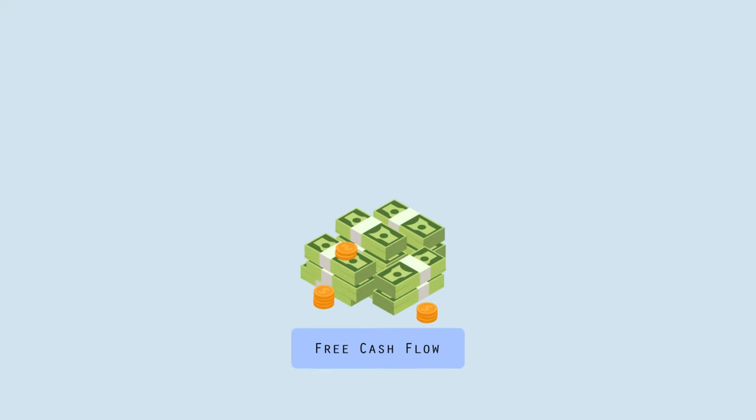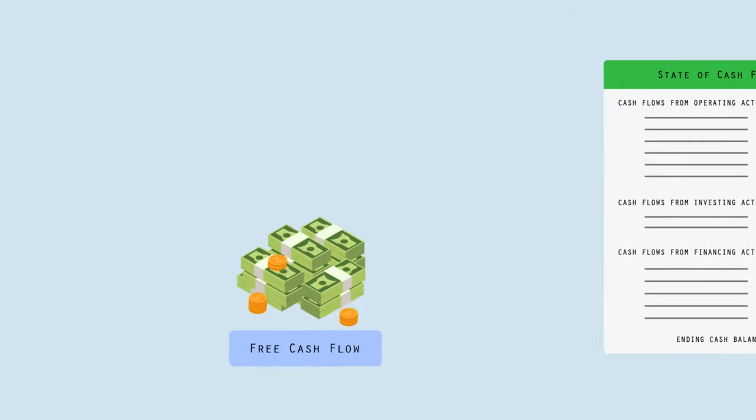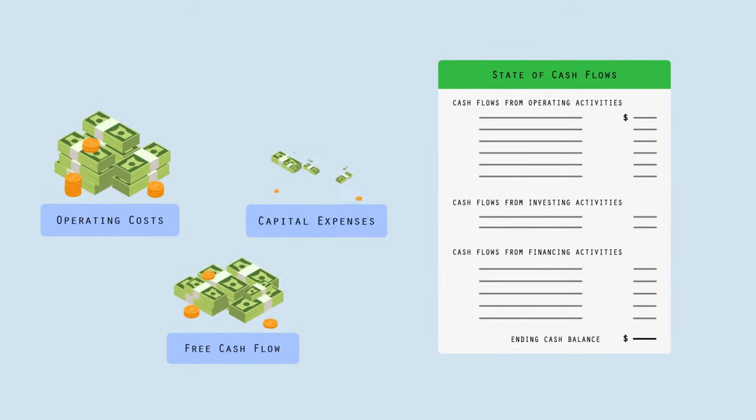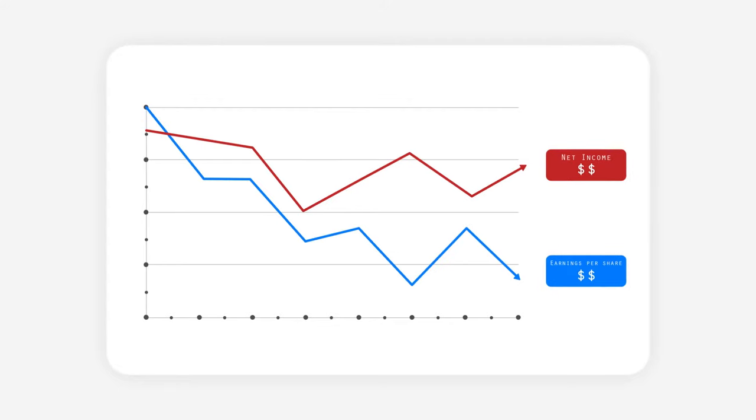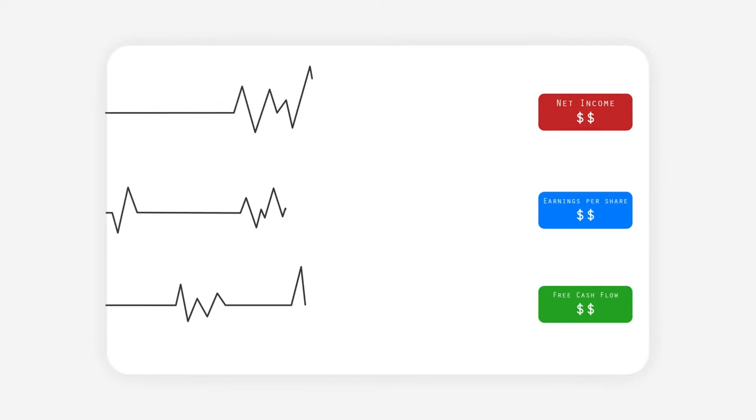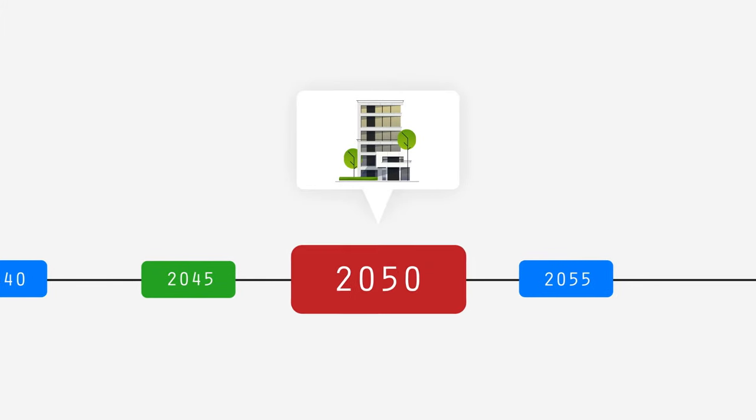Free cash flow is the amount of cash a business generates after subtracting operating costs and capital expenses. Like net income or earnings per share, free cash flow is an important financial metric to track the financial health and sustainability of a business.